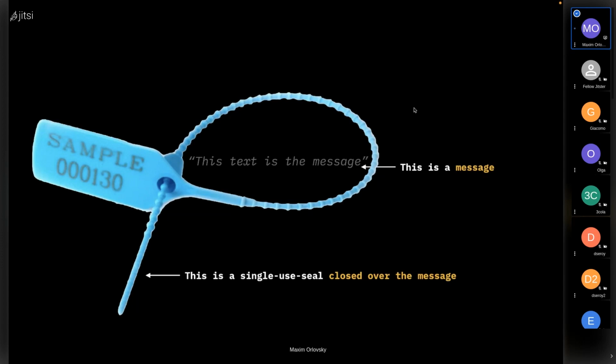So we have this blue ribbon on the screen in our hands, and then we close this single-use seal over a certain message, and this action can be done only once. And once it is closed, we can always verify that it is indeed closed, and some certain message is contained inside, at least a commitment to that message.